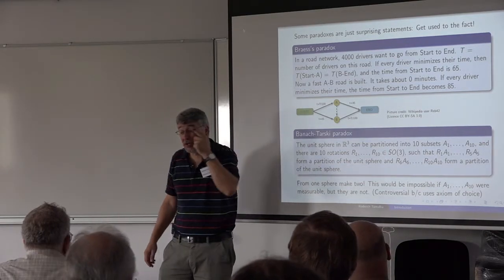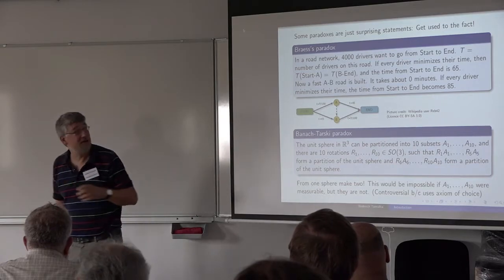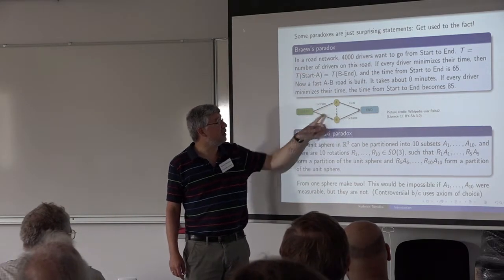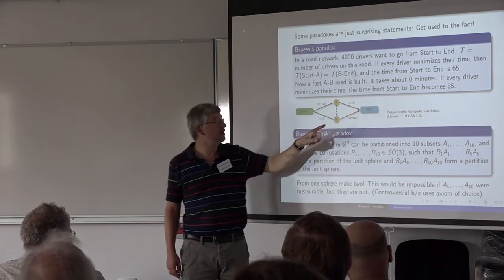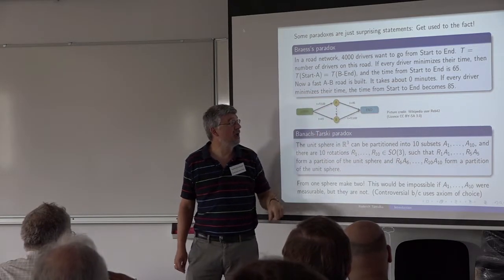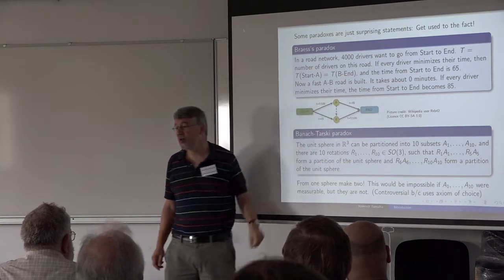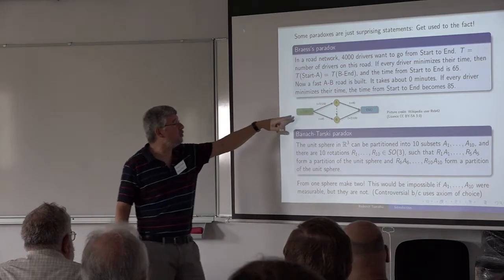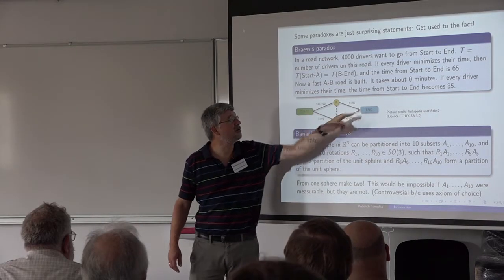Here's an example, Braess's paradox, that concerns a road network. So let's say here's a road network. There are four towns called Start, End, A, and B, and there are roads between these towns. And a certain number of drivers every day, say 4,000, want to go from one place to another, say from start to end.